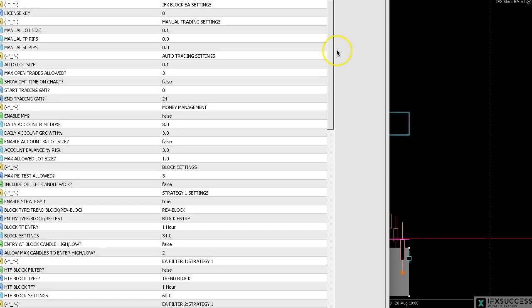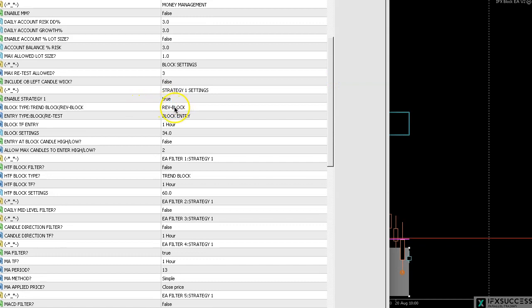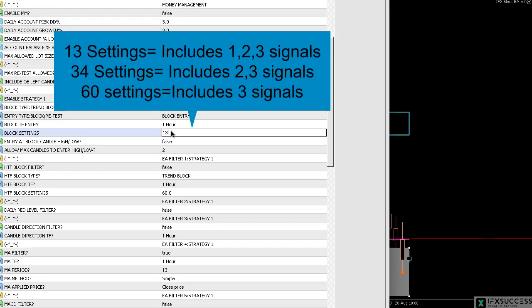The EA, we're going to go to the settings, and it's going to be very, very simple. I'm going to tell it, hey, buy at a reversal block, right? We're using the gray blocks, a block entry at a 1 hour time frame. Since we have different settings for the different signals, 13 will be the number 1 signal cycle, 34 will be the number 2 cycle, and 60 will be the number 3. But when I put the 60, it would only include the number 3 cycle.